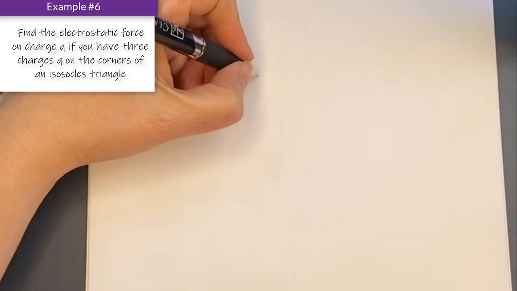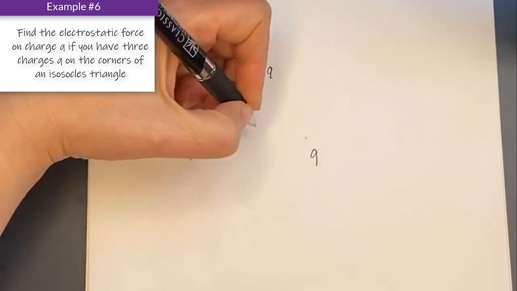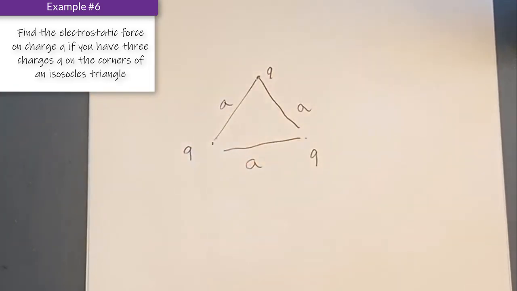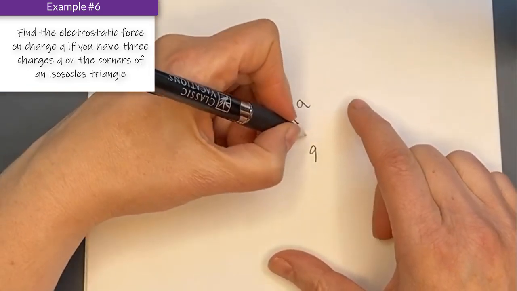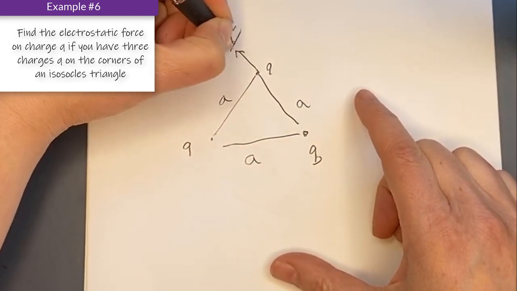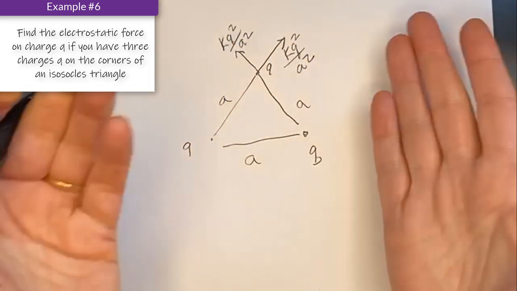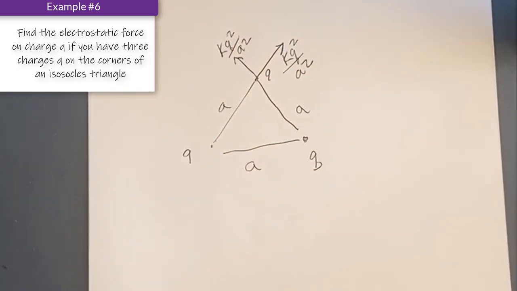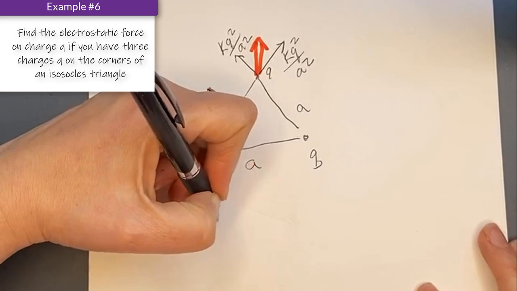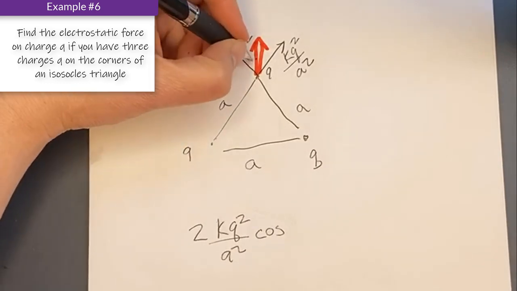Imagine you have an isosceles triangle with charges q on each of the corners and length a. What is the total force on any of the charges? Well, they're a repelling force because they're all positive. So this one has a force of kq squared over a squared. And this one also has a force of kq squared over a squared. These are two identical forces. So how do we add them together? Well, the result is going to be right in the middle, and the result is going to be 2kq squared over a squared, 2 times the force, times the cosine of the half angle between them.